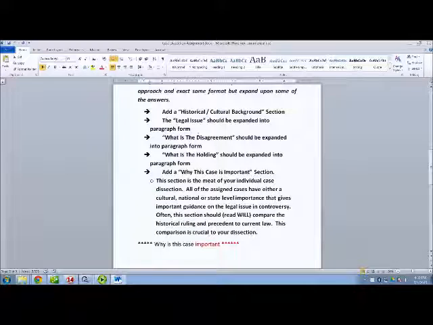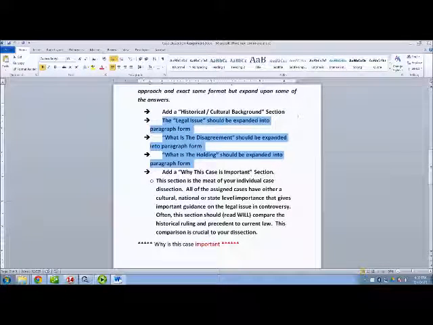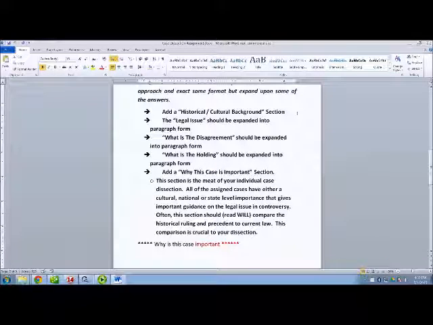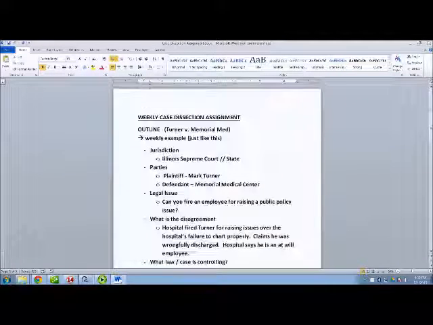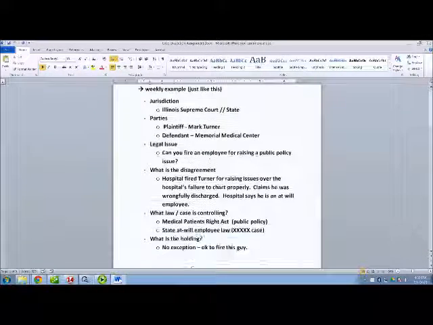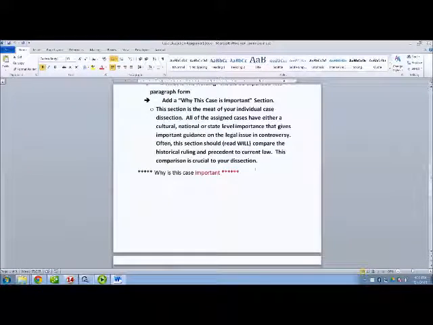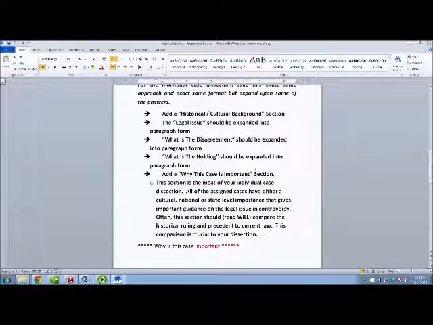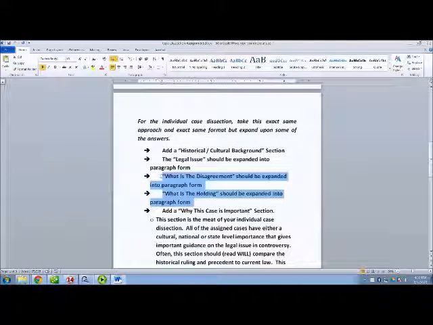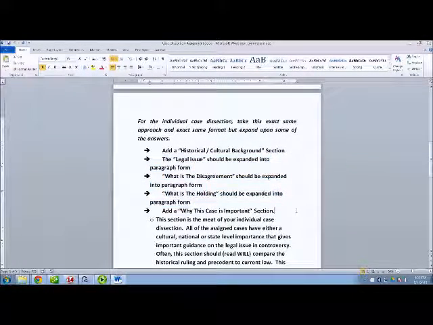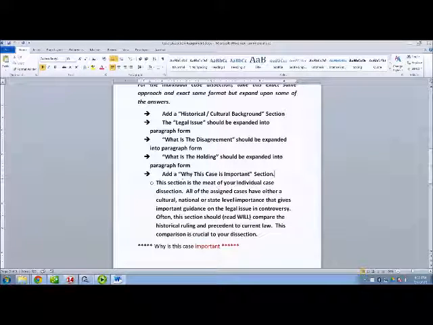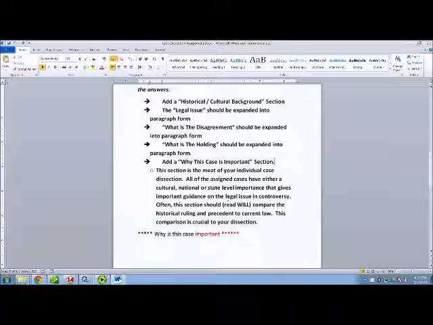When you're talking about the legal issue and the disagreement and the holding, these need to be in paragraph form. We do need to see some writing skills here. In your weekly case dissections, there can be bullet points or clips and phrases, just like this. But for your individual case dissection, we want to see them in paragraph form. You're also going to have a section at the end called Why This Case is Important. This section is the main part of your individual case dissection.